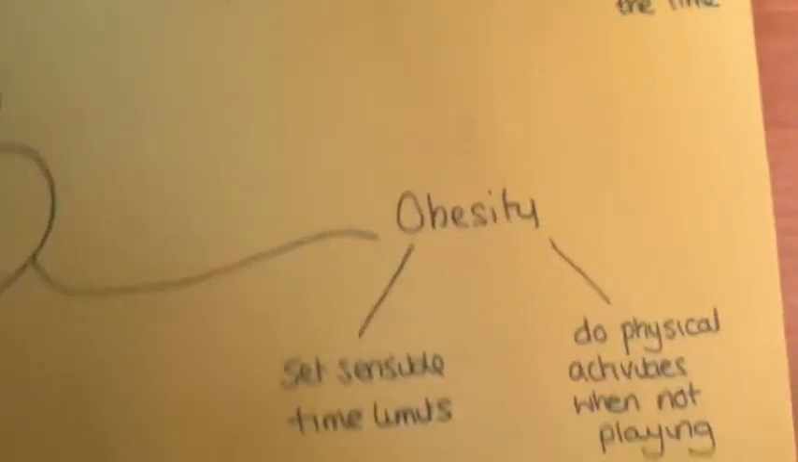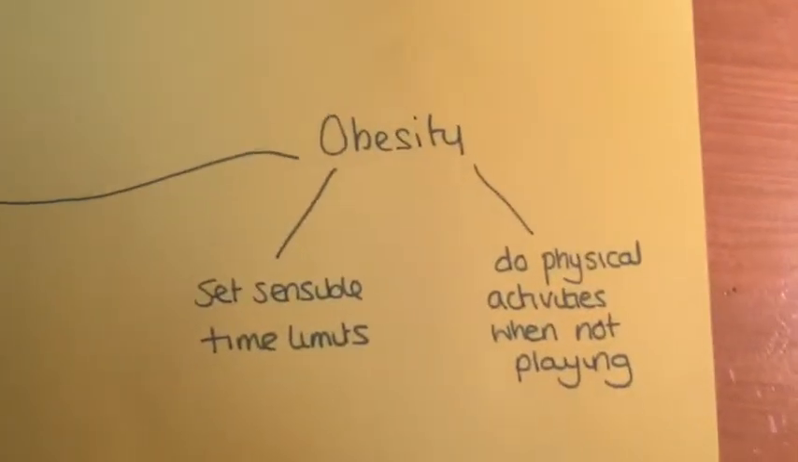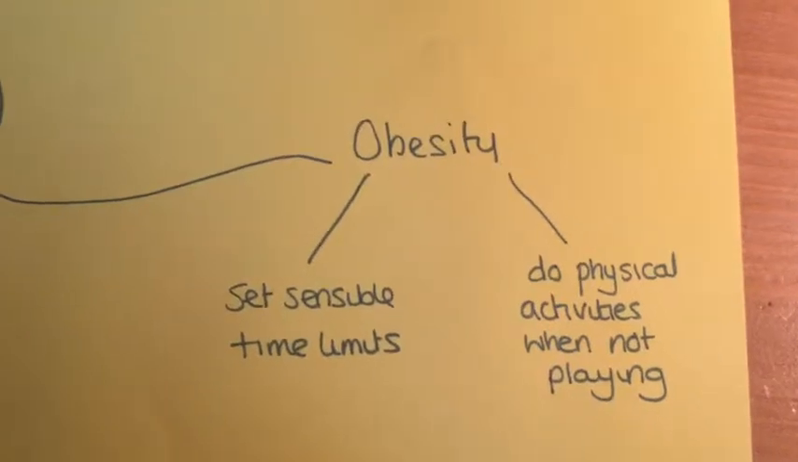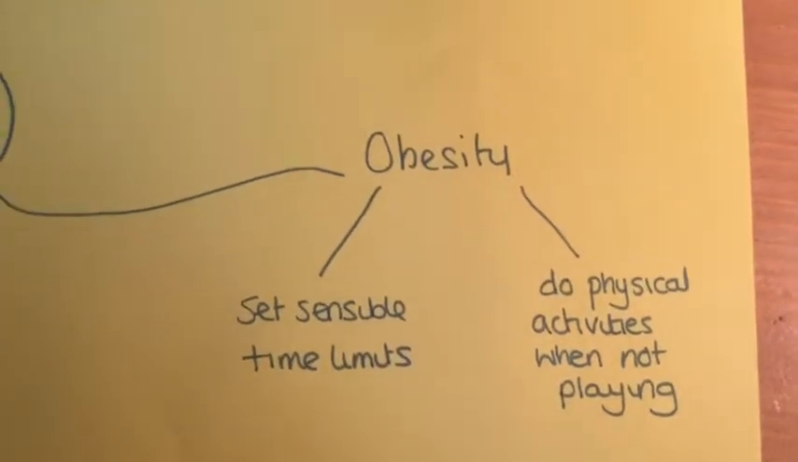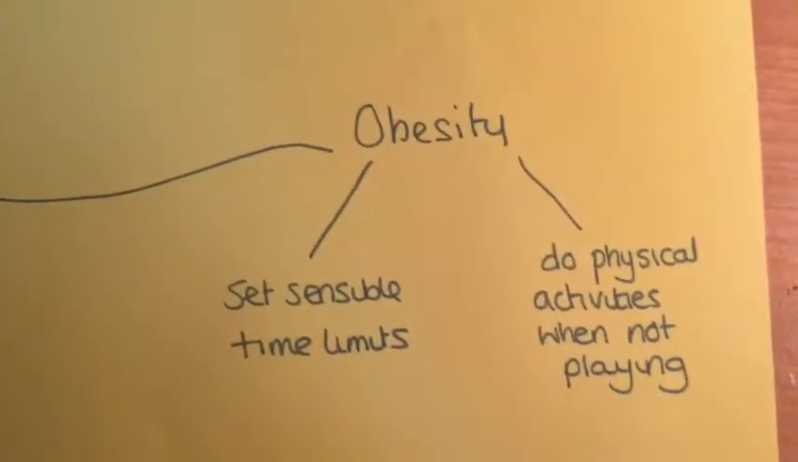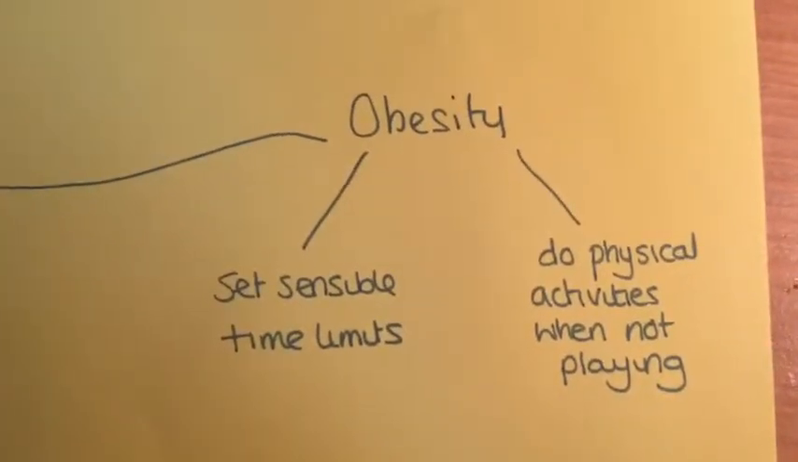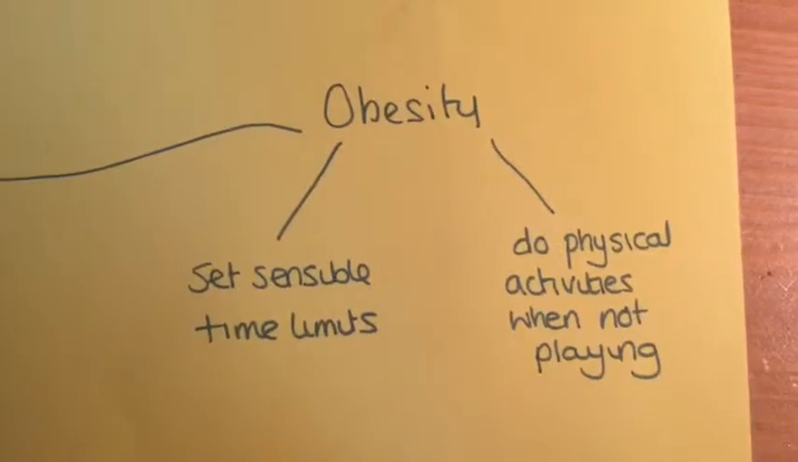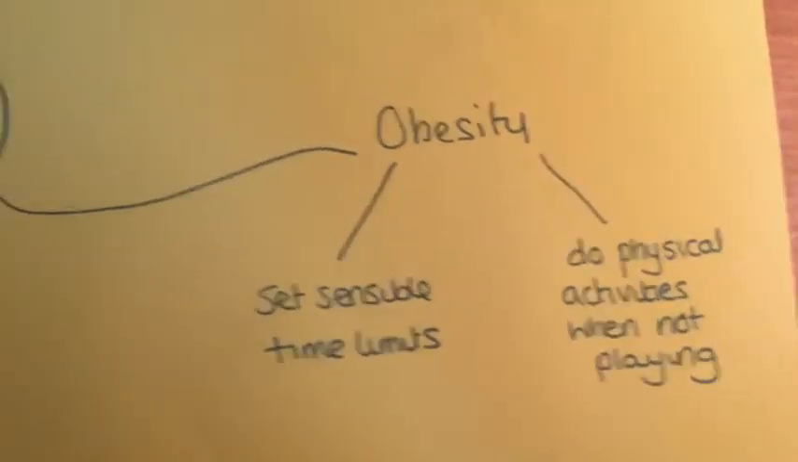The second health risk is obesity, and again this is from spending too much time just sat playing computer games rather than doing physical activities. So how you can overcome this: again, set sensible time limits and do physical activities when not playing.